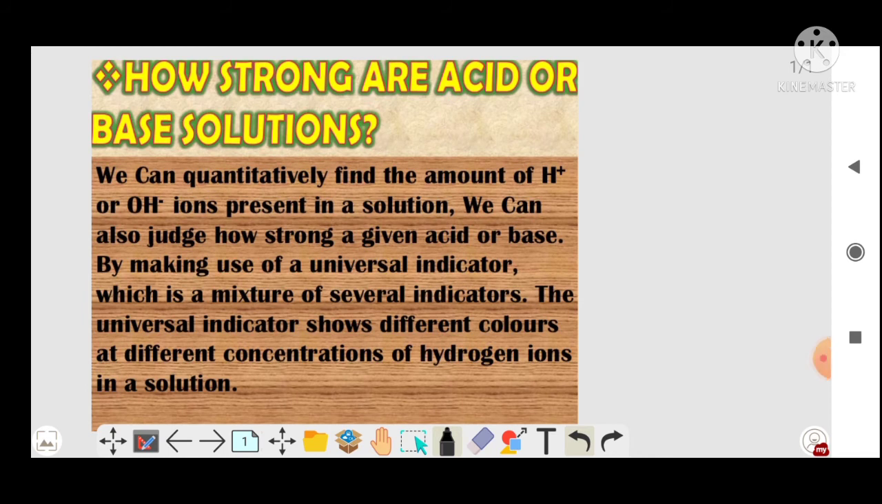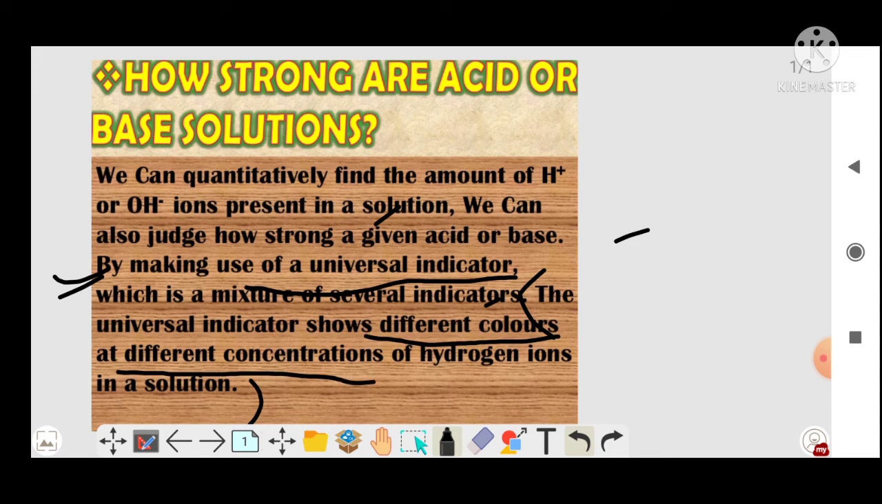How strong are acid or base solutions? Now, we can quantitatively find the amount of H+ or OH- ions present in a solution. But we can also judge how strong a given acid or base is by making use of a universal indicator, which is a mix of several indicators. The universal indicator shows different colors at different concentrations of hydrogen ions in a solution.